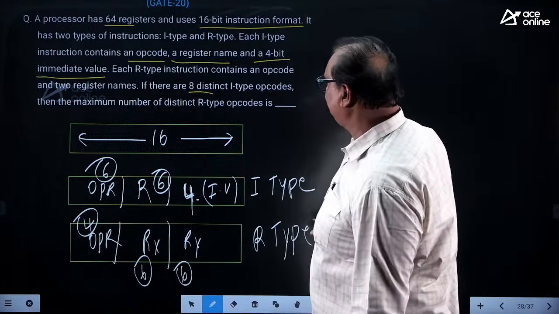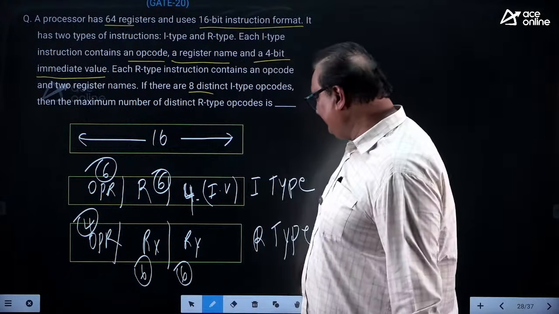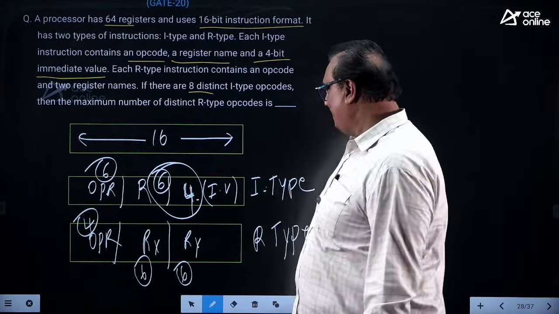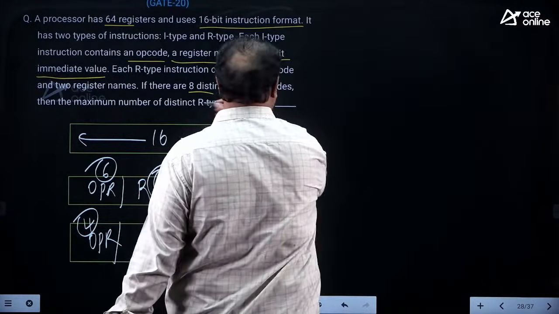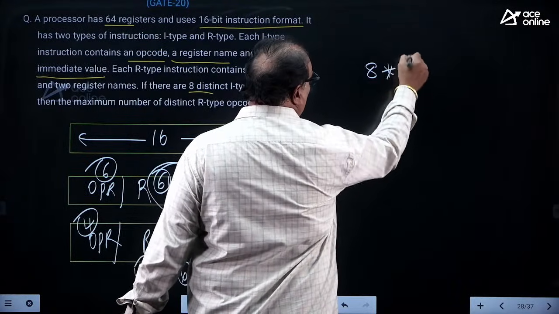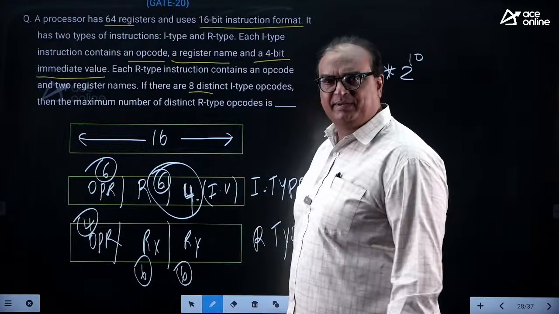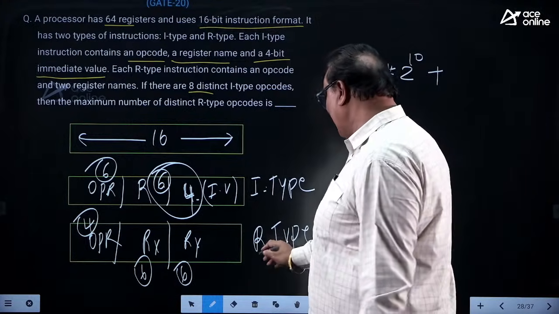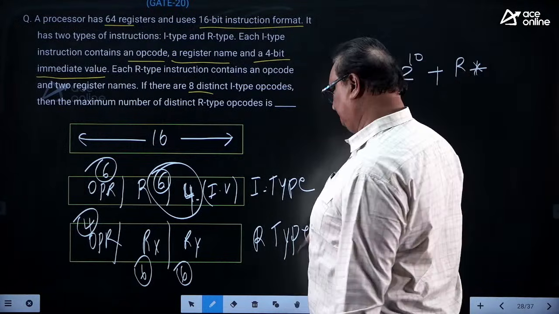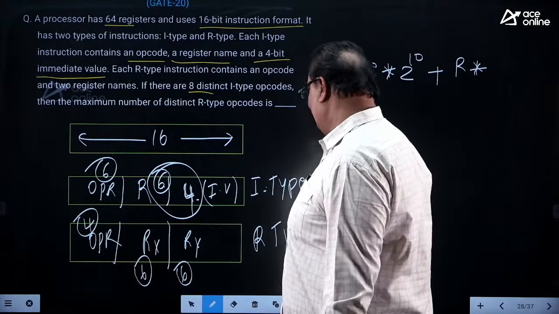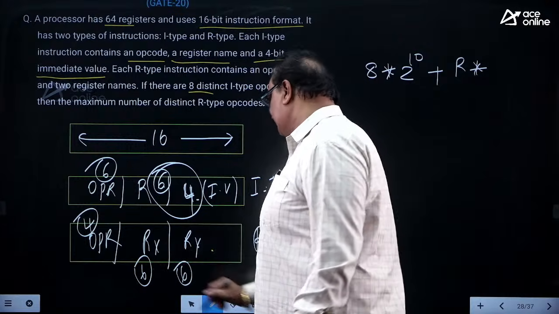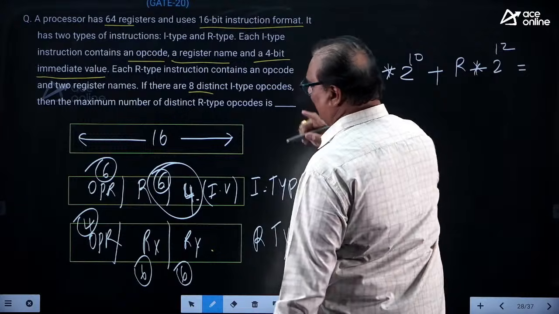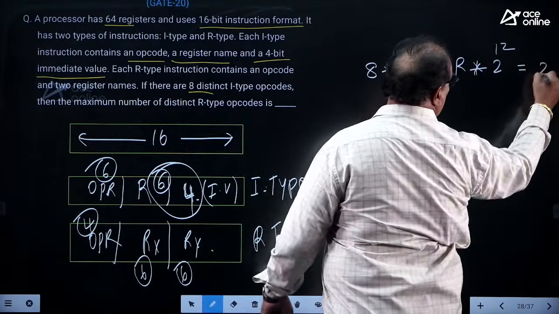How many R types are there? How many I types are used? 8 means if it is I type, only the address size is 10-bit. For I type, 8 instructions are there: 8 into 2 power 10. Why 2 power 10? The address size is 10-bit, so 2 power 10 combinations are needed for each one. Plus, what about R type? You have to find this one. What is the address size? 2 power 12, because 6 plus 6 is 12. The total size is 16, meaning 2 power 16.